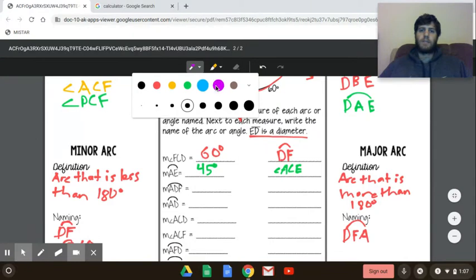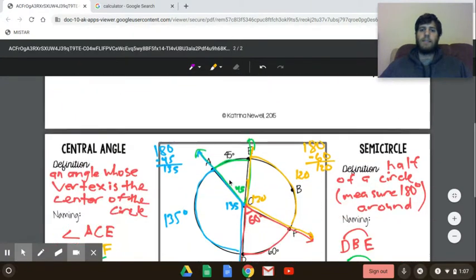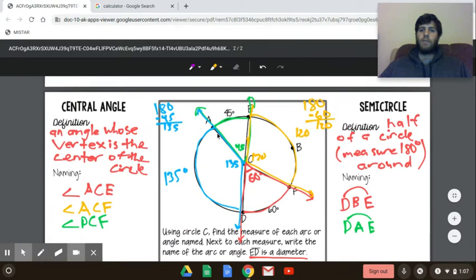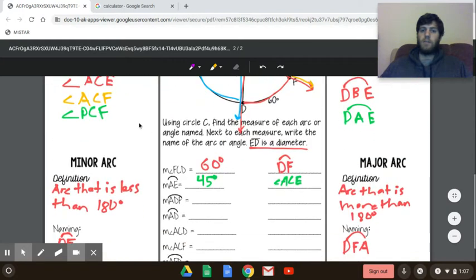Okay, so the next one, the measure of arc ADF. ADF, so we're going from A to F through D. That means it's going to be this right here. And we already know the arc measures that make it up. The arc measures are 135 and 60, right? So 135 plus 60 is going to give us 195. So the measure of arc ADF is 195 degrees.